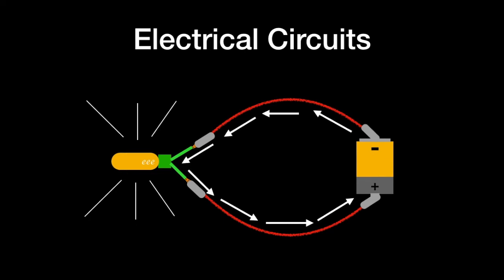That makes sense. So if the wires aren't completing the circuit and touching metal to metal, then the electrons' path is interrupted and the light bulb can't light up. I understand how to make a circuit now. Thanks a lot.